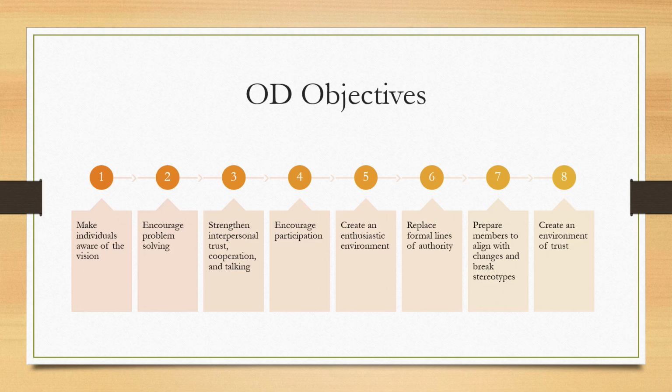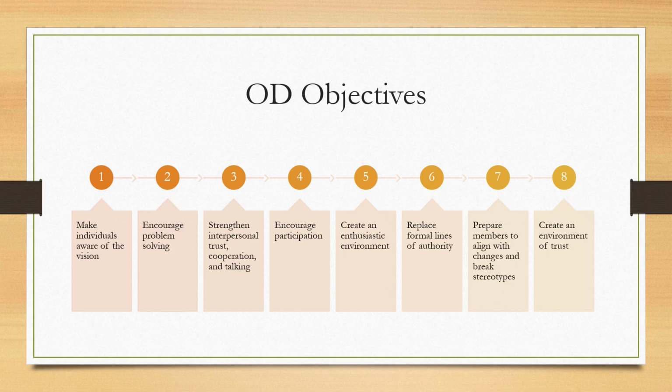Organizational development has 8 objectives. The first is to make individuals in the organization aware of the vision of the organization. Number 2 is to encourage employees to solve problems instead of avoiding them. The third is to strengthen interpersonal trust, cooperation, and communication for the successful achievement of organizational goals.